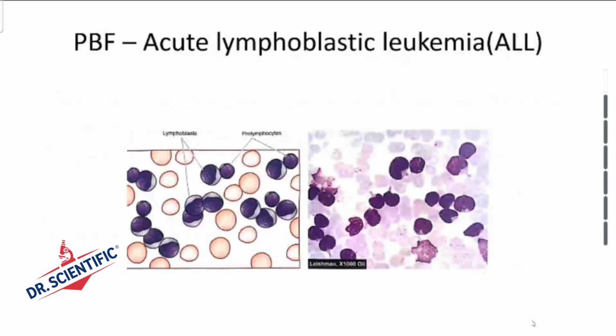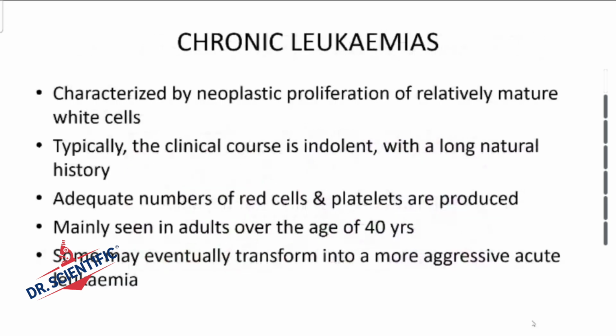Then we have chronic leukemias. These are characterized by neoplastic proliferation of relatively mature white cells. So if you compare with the acute one, in this one the white cells are a bit more mature, but not completely mature, and even if they may be mature, they are abnormal.